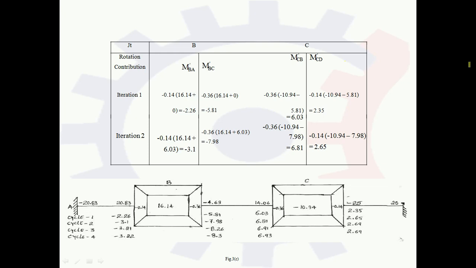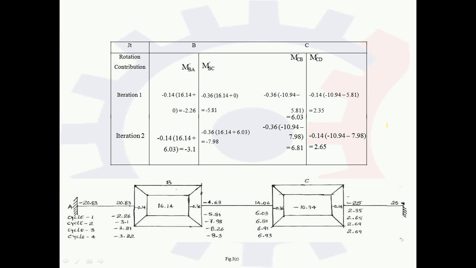So M dash CB is minus 0.36, that is the rotation factor of CB, into minus 10.94, that is the sum of the fixed moments at joint C, and minus 5.81 is over there. So minus 5.81 is the near end contribution value, which we calculated in the previous step. So we have to consider minus 5.81. So we get the M dash CB value as 6.03.